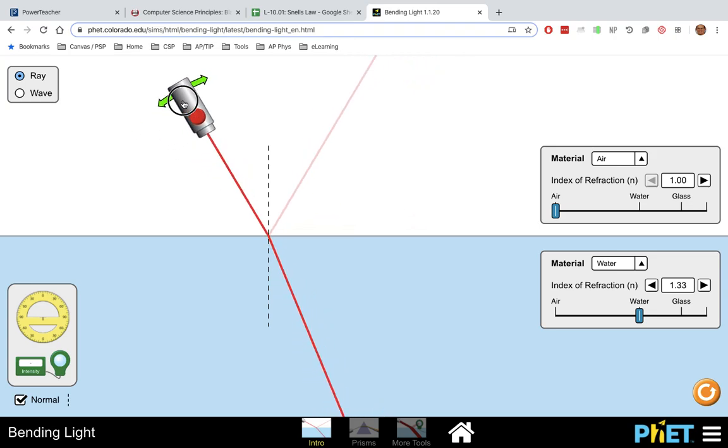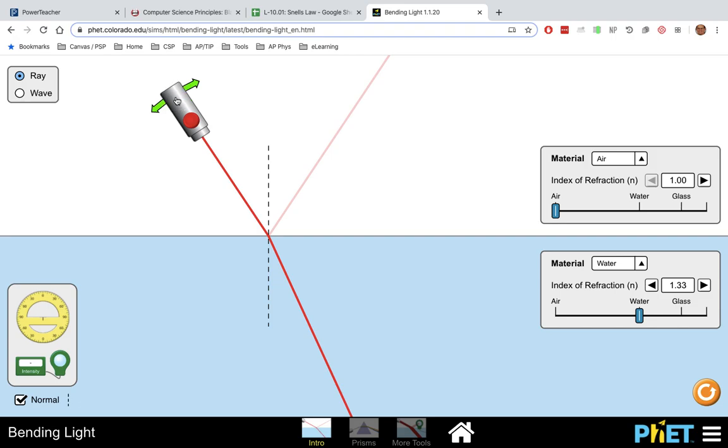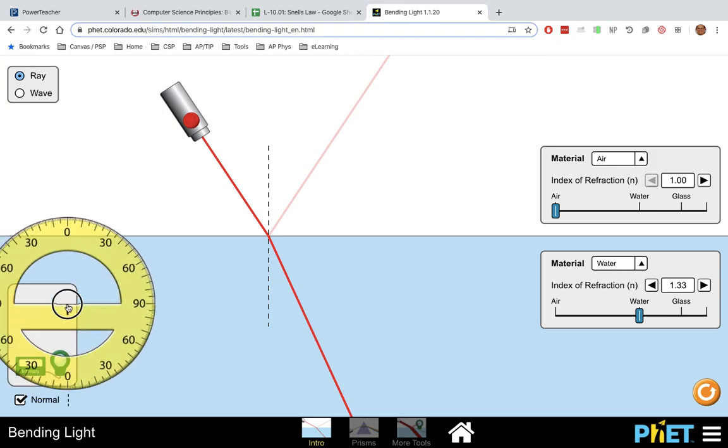Remember, we always measure the angle of incidence from the normal. In this case, the angle of incidence would be the angle between the normal and the beam of light. We're looking at this angle right here. The angle of refraction is this angle down here. To help us measure the angles, there's a protractor here, which you're going to grab.